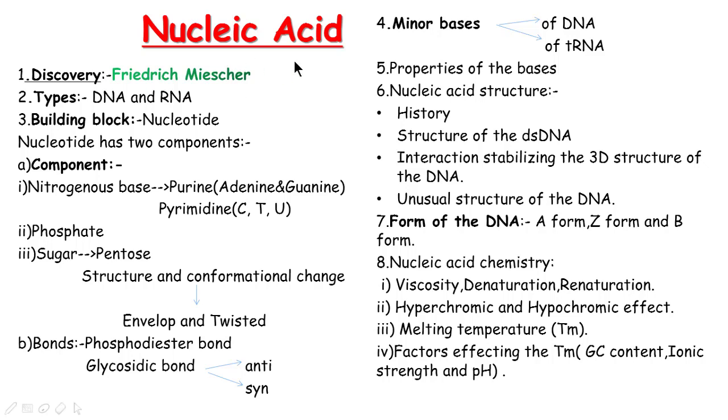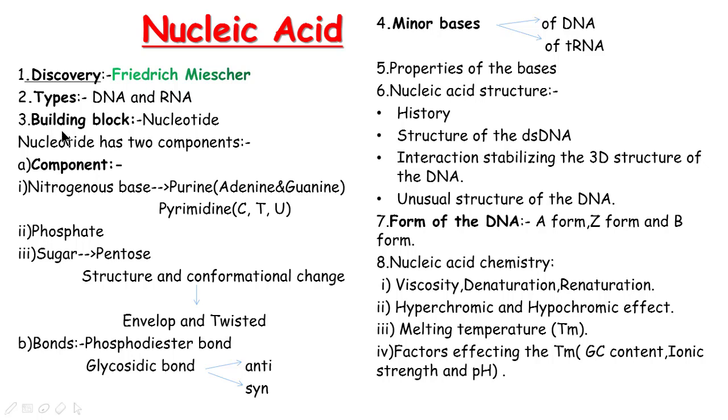So what is the nucleic acid? Let's discuss the brief introductory part of the nucleic acid. Discovery: the nucleic acid was discovered by Friedrich Miescher. What are the types of nucleic acid? That is DNA and RNA.